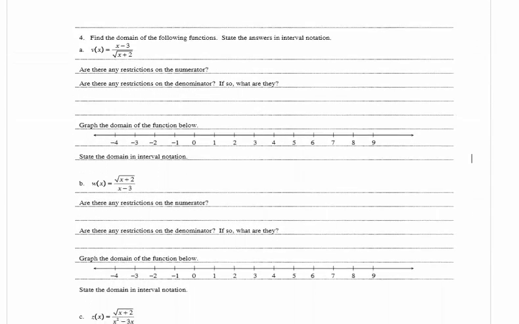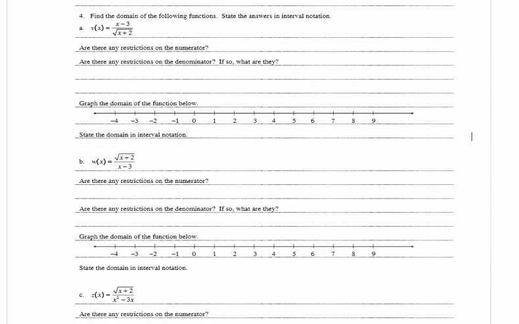In 4, it says, find the domain of the following function. State the answers in interval notation. In A, we have v of x is equal to x minus 3 divided by the square root of x plus 2. And the first thing they ask are there any restrictions in the numerator? And there are not. So we say no to restrictions in the numerator. And then they ask, are there any restrictions in the denominator? If so, what are they? In our denominator, we definitely have restrictions, so yes.